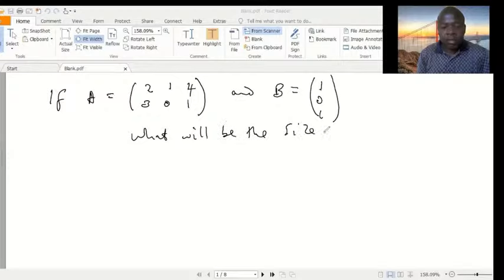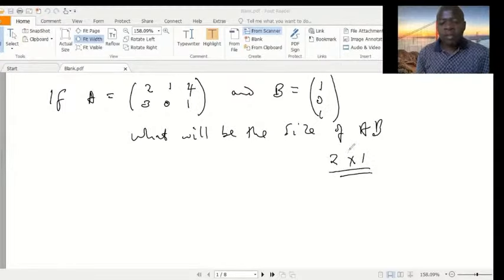What would be the size of AB? It's easy. For the size of AB, I take the rows of A, which are 2, and the columns of B, which is 1. So I expect that the size of AB would be 2 by 1, that is 2 rows and 1 column. Let's see if that is true.